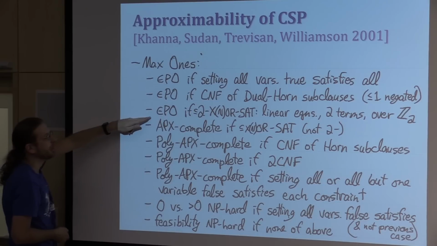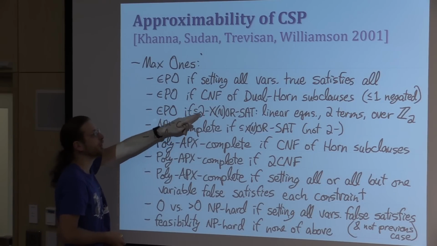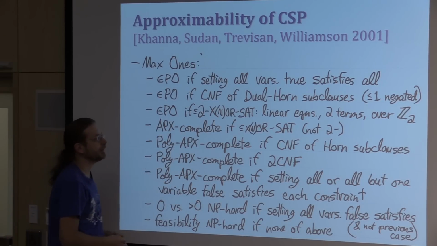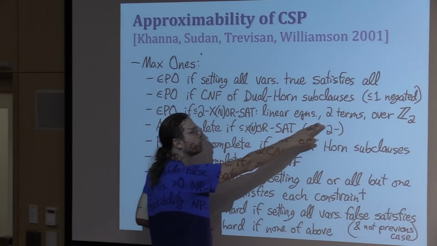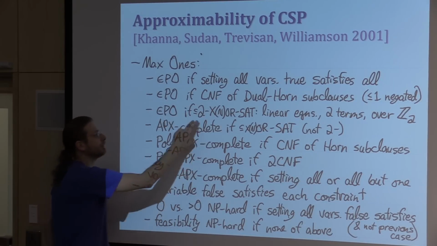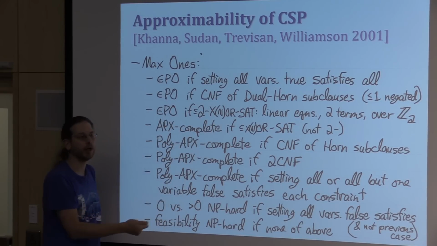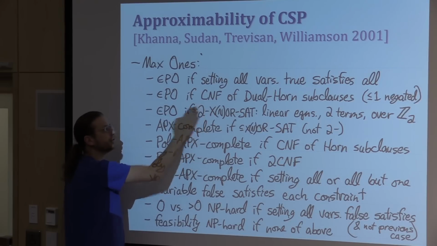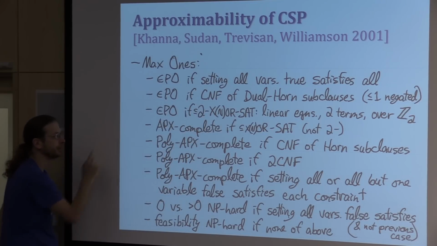Another polynomial case is what I call 2 XNOR SAT, where the 2 is in parentheses. So in other words, you have linear equations. Each equation only has 2 terms, so like 2 SAT. And you have equations that say equal 0 or equal 1 on those 2 terms. That is also polynomially solvable. This is a special case. We didn't need the 2 for Schaefer. Here we need the 2.